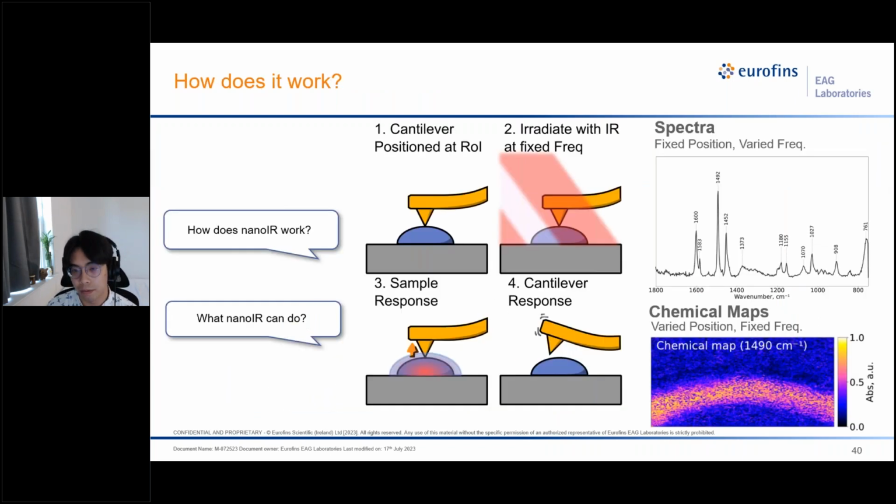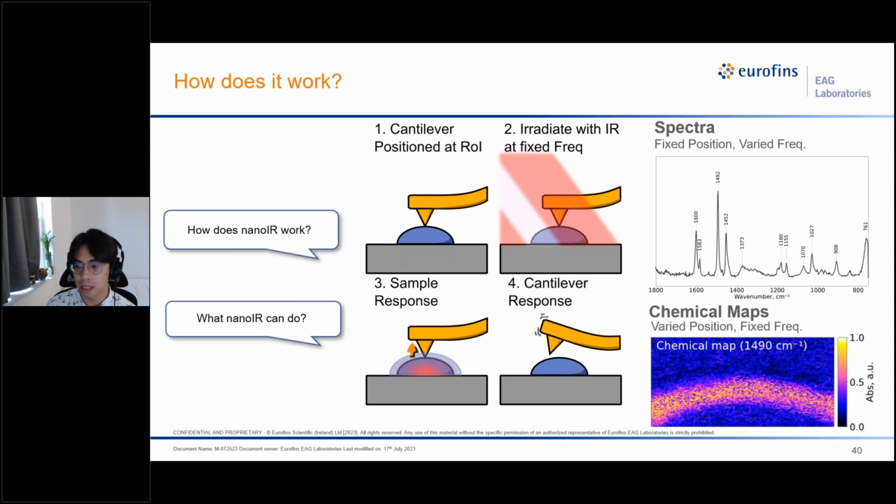The bare working principle is that we have the AFM cantilever positioned on the sample at a specific region of interest. We irradiate the sample with our infrared laser at a fixed frequency, and then we measure the sample response, whether or not it absorbs the infrared light. That response induces a force on the cantilever that we can measure. If we sweep the laser frequency at a fixed cantilever position, we measure the response as a function of frequency, which in turn regenerates the infrared spectrum. But because we're local to the AFM cantilever, we're collecting these at nanoscale resolution.